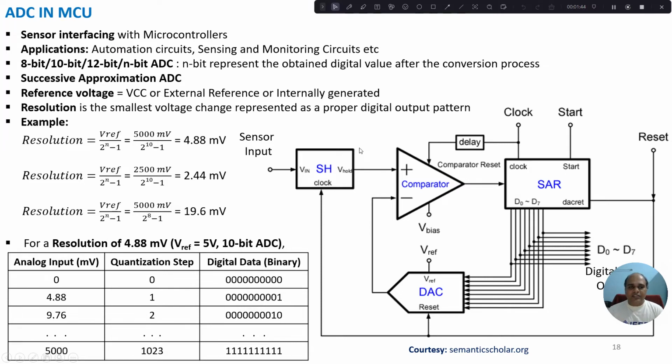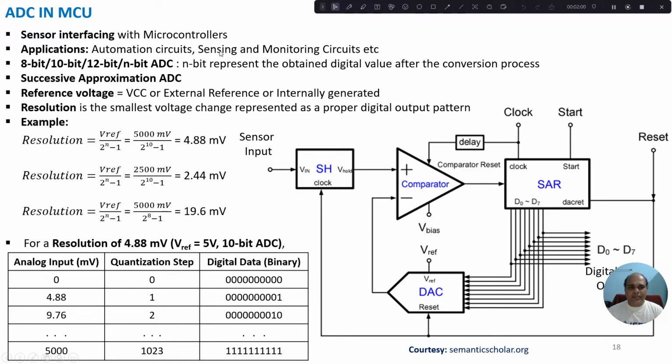ADCs are used in automation circuits for industrial automation, robotics, medical electronics, home automation, etc. And also in sensing and monitoring circuits, it is widely used.